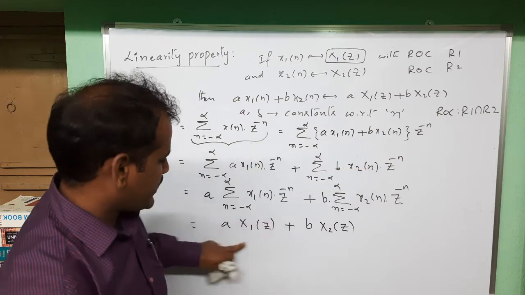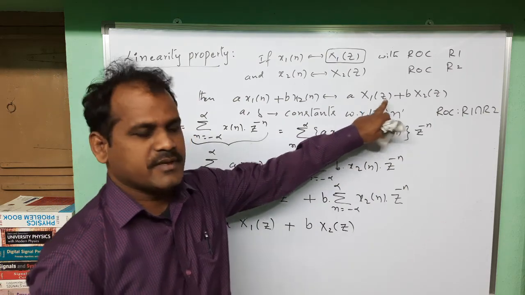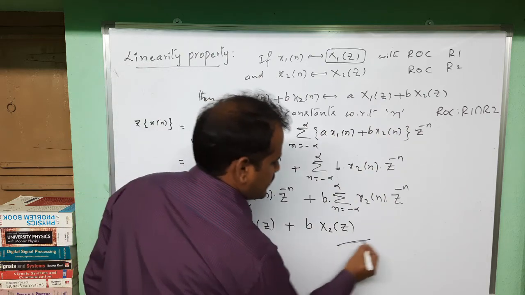And finally what we get is the right hand side expression. That is how we prove the linearity property.